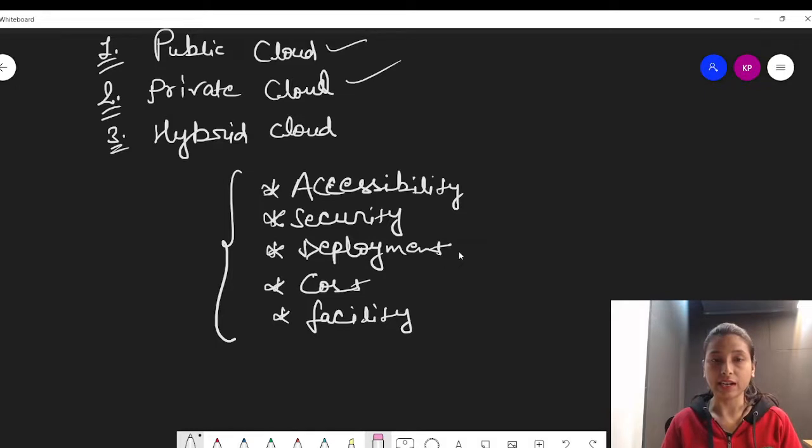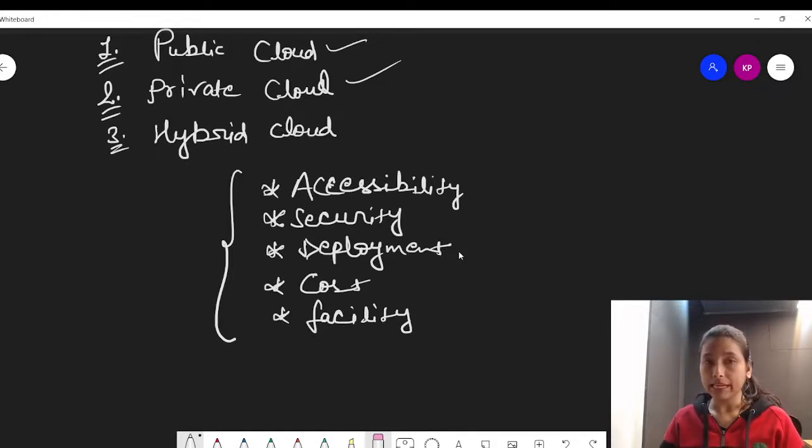The next one is private cloud. If I talk about private cloud on top of accessibility, it provides less accessibility as compared to public cloud. Although it's accessible, it is not for all the public. Private cloud is accessible to the one who has taken charge of this cloud. That organization or that company only will be taking the advantage of this private cloud, no one other than that. The next feature that we will be talking about is security.